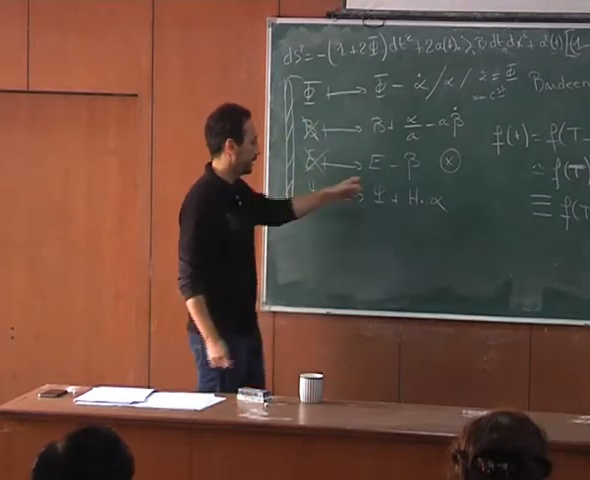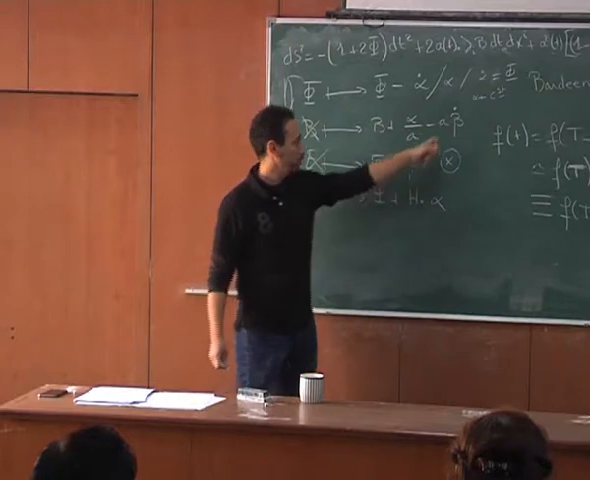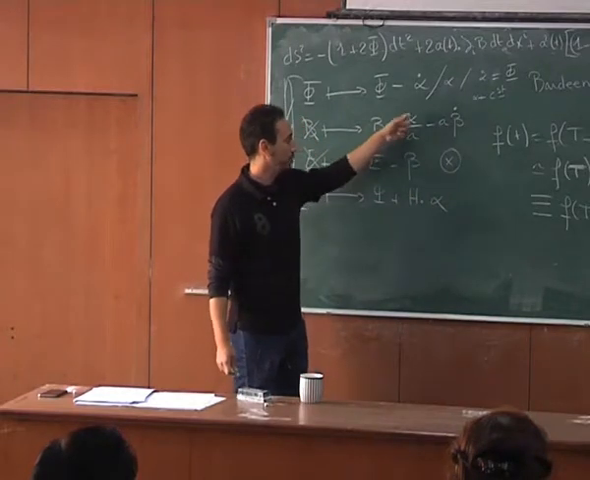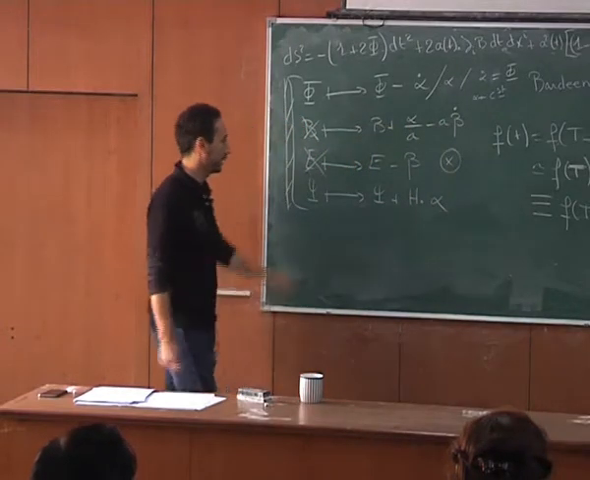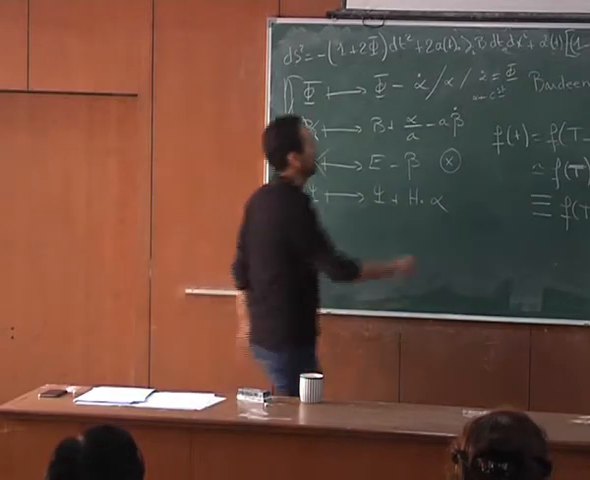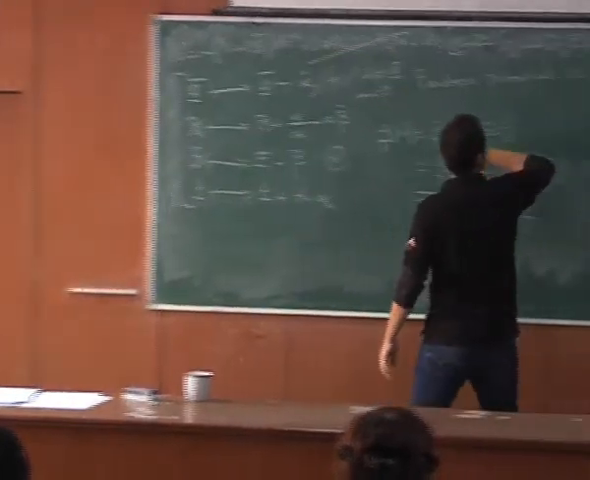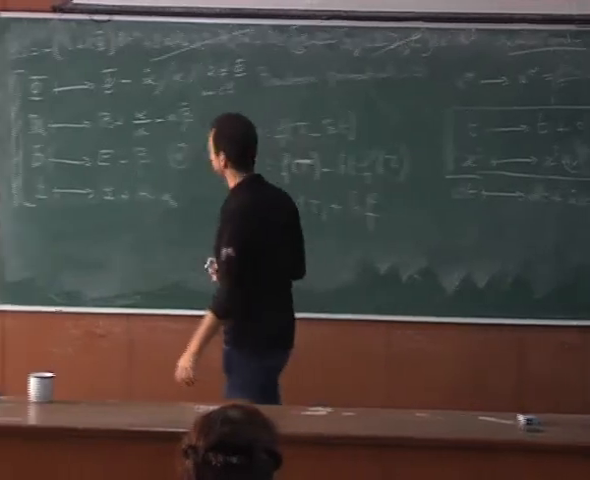So again, E you can kill with beta. Once you replace here, you can kill this by choosing alpha. So this is the Newtonian gauge. You kill B, and you can kill E. So this is what you have.